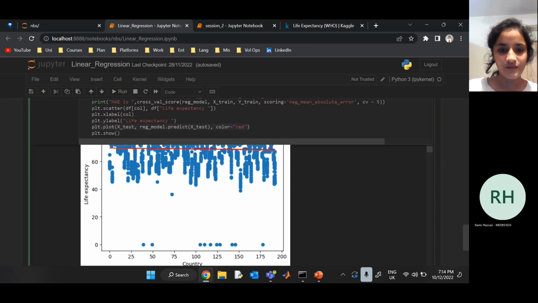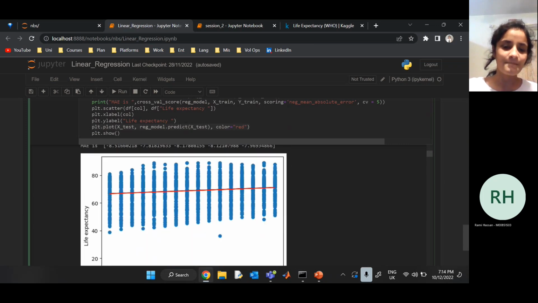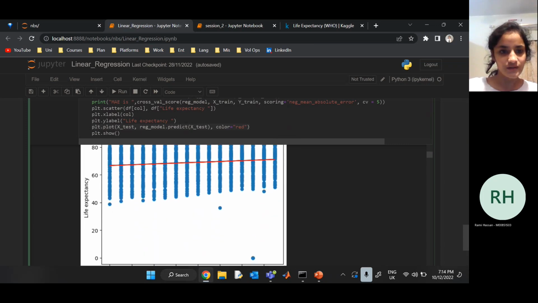So first we did it with respect to country. We got a coefficient of determination of minus 0.003. It's negative, pretty far away from 1, right? And because we changed it from 0 to 192, I didn't expect anything anyway. So my error is also bad. Previously we had minus 3 point something, now we have like 7, 8. Pretty bad. Okay.